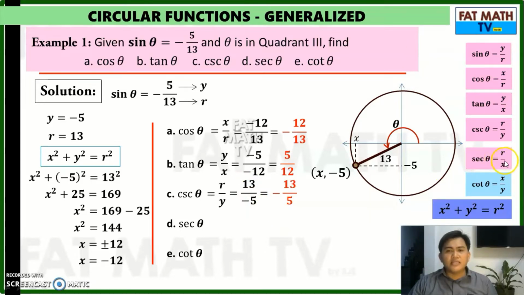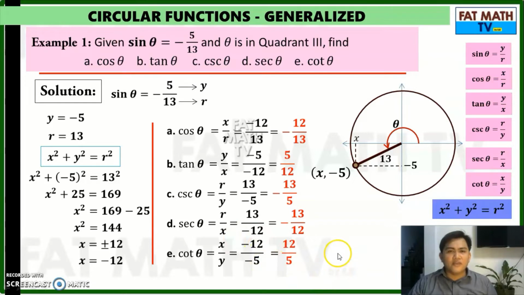For the secant of theta, that is r over x. So r is 13, x is negative 12, so that's 13 over negative 12, which is equal to negative 13 over 12. And lastly, for cotangent of theta, that's x over y. So just replace the values. X, negative 12, y, negative 5. So negative 12 over negative 5, that's positive 12/5. So that's it. So these are the 5 other circular functions for theta. So although we don't know the exact value of theta here, we can identify the other circular functions for theta.